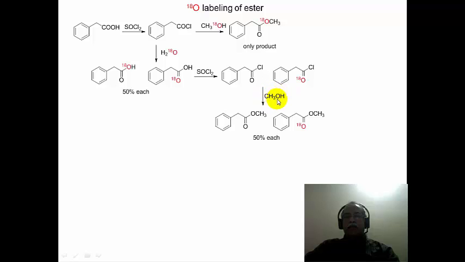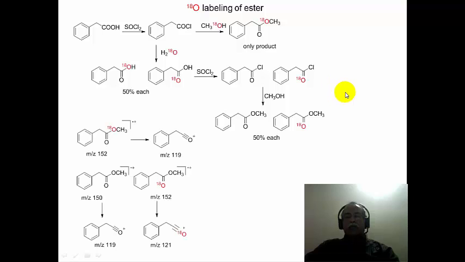Subsequently, when it reacts with methyl alcohol, for example, it will form two esters. One ester devoid of any oxygen 18 isotope, another ester where the carbonyl oxygen is labeled with an oxygen 18 isotope. So one can easily distinguish the formation of the differentially labeled esters. In this particular case, the labeling is on the carbonyl oxygen, whereas in this particular case, the labeling is on the OCH3 of the ester. How do we differentiate this labeling? By simply looking at the fragmentation pattern.